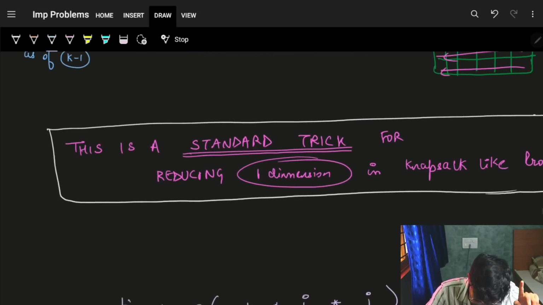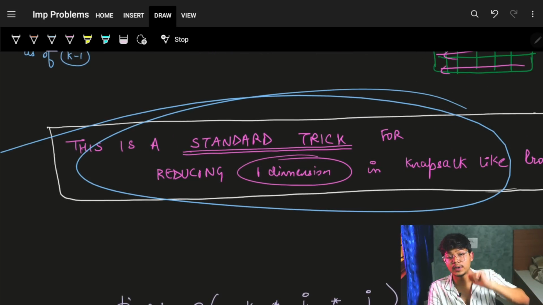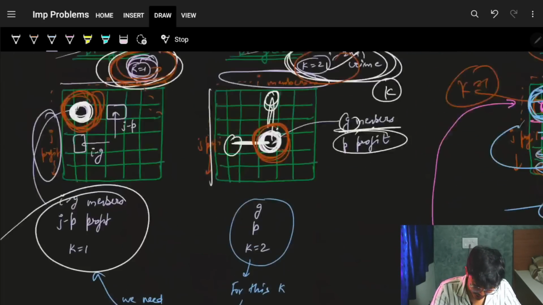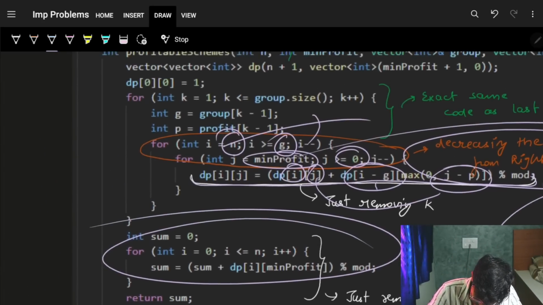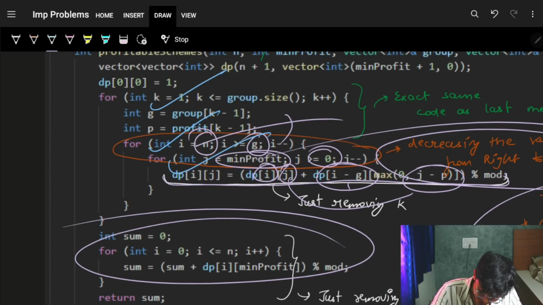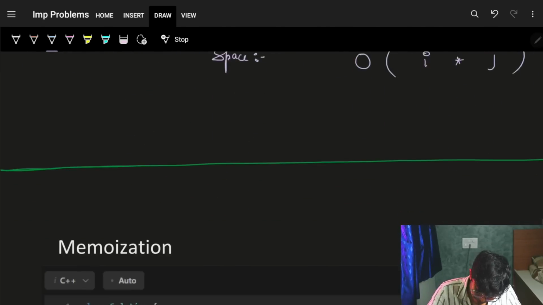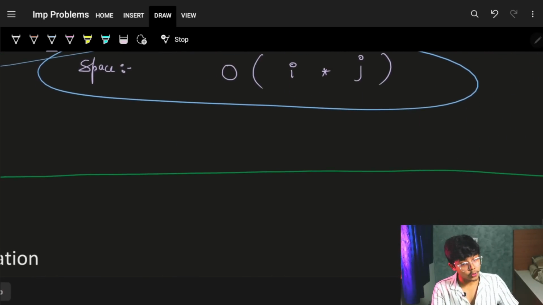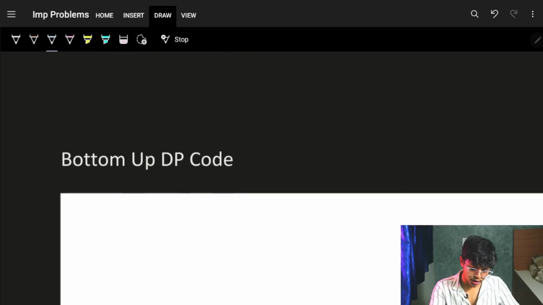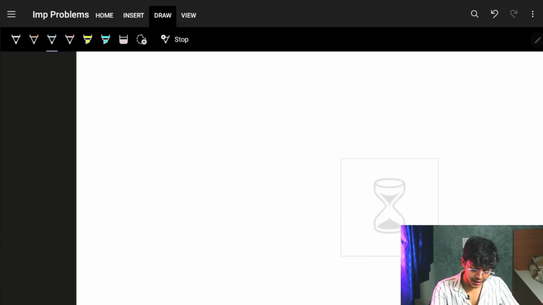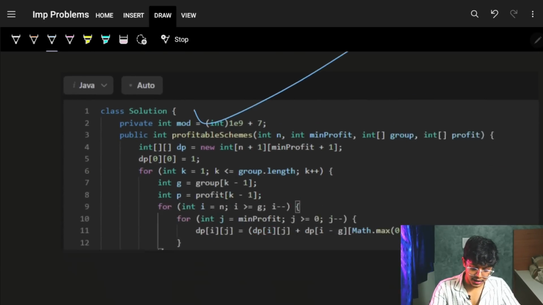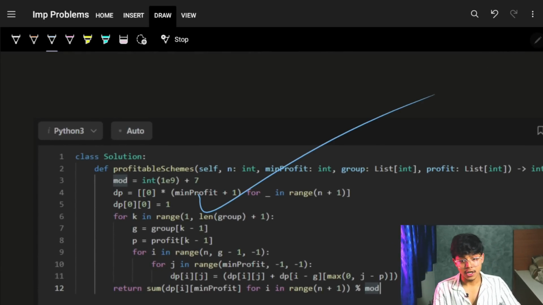Please remember that, because it is a standard trick to reduce one dimension in your knapsack problems. The complexity is the same because you are iterating over k, i and j, but the space is now reduced because your k is no more needed. I hope that you guys got it. Memoization code, bottom up code, and the bottom optimized code for all the languages, Java and Python, is down below.